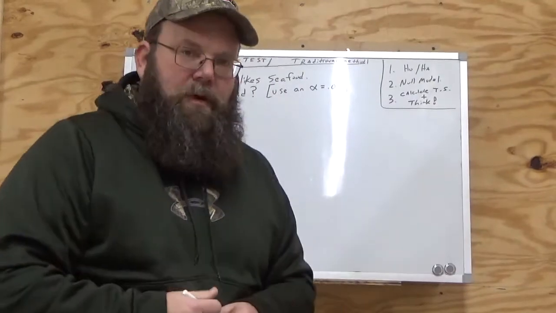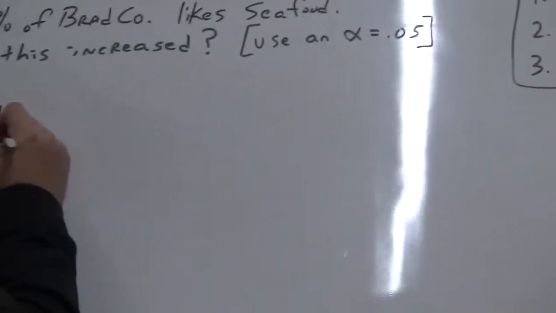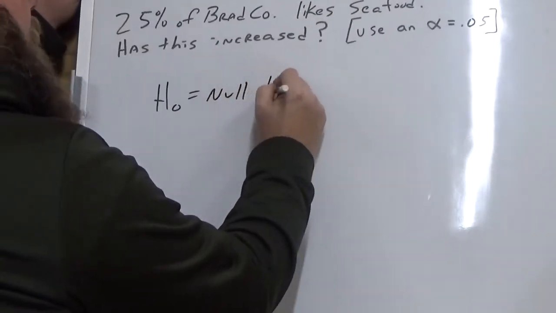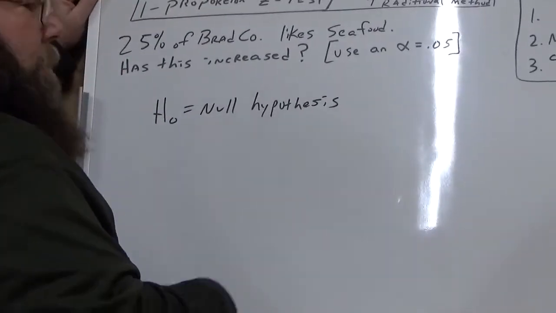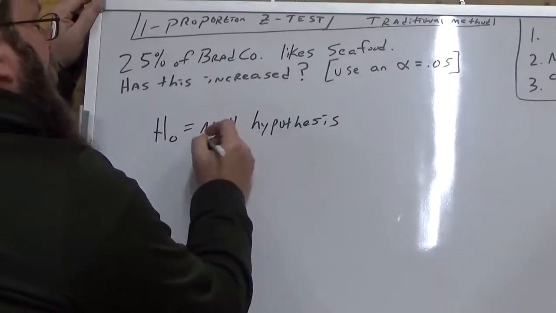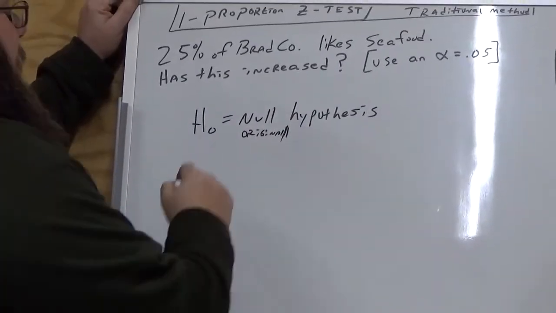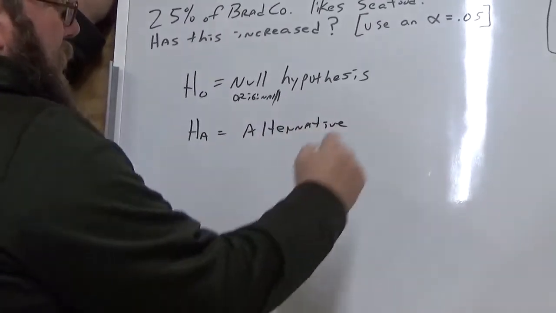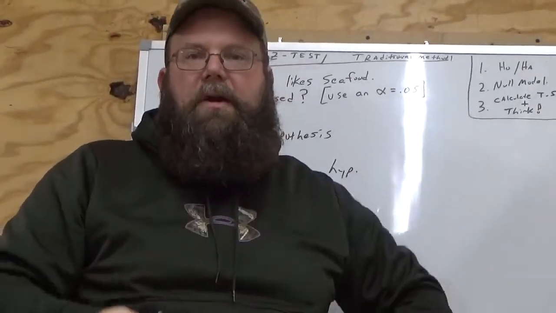All right. So the very first thing is we have to create this Ho-Ha. If you watched those videos, the Ho, which we kind of call the Ho, is the null hypothesis. The null hypothesis is the boring hypothesis. It's what's already happened. You can think of the Ho as the original hypothesis. Some books will call it the original hypothesis. The Ha is the alternative hypothesis.